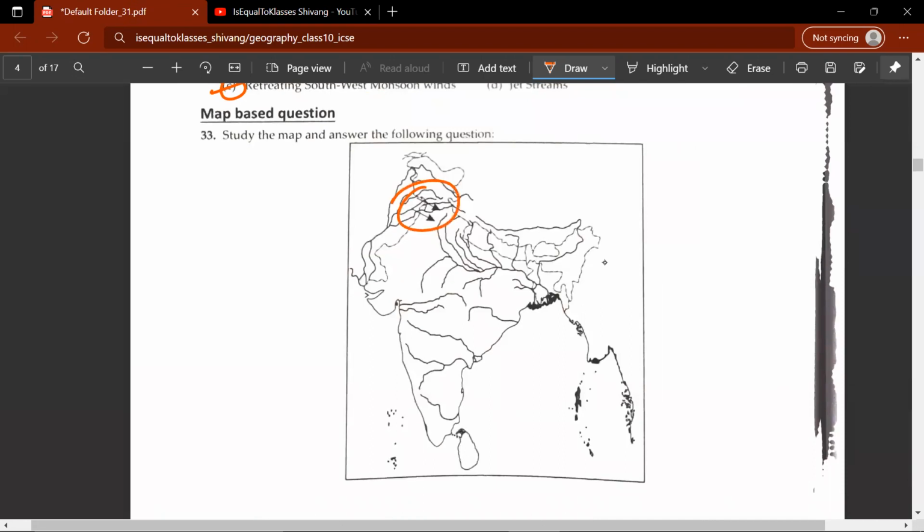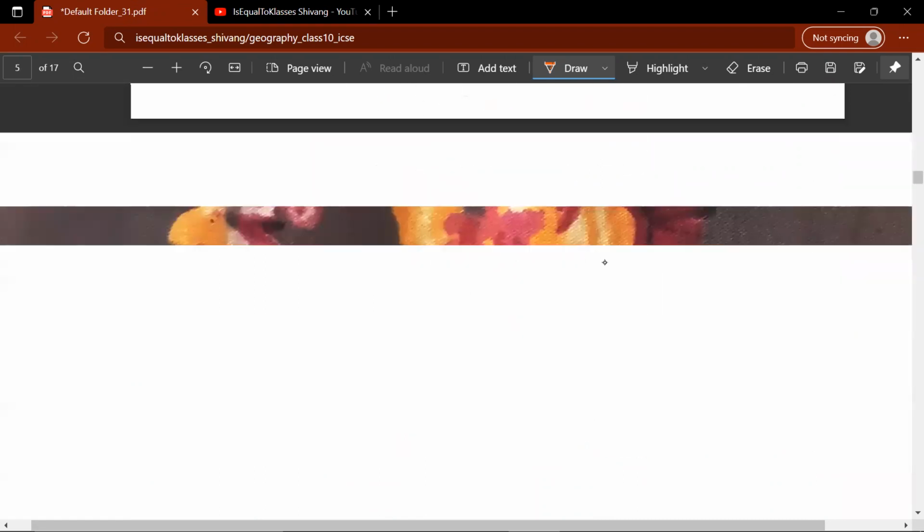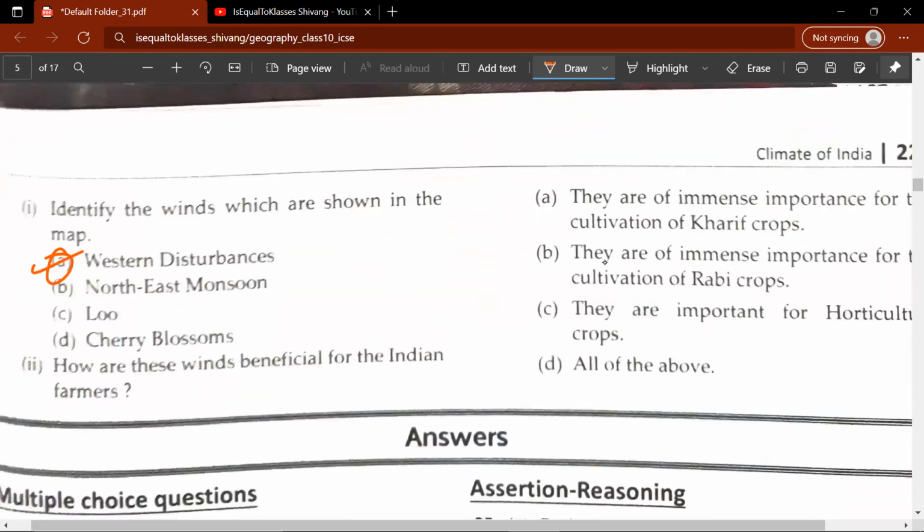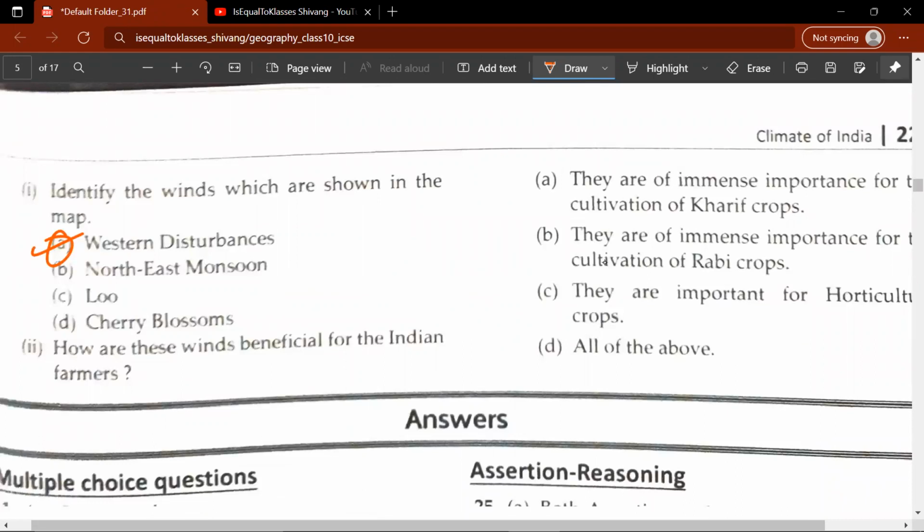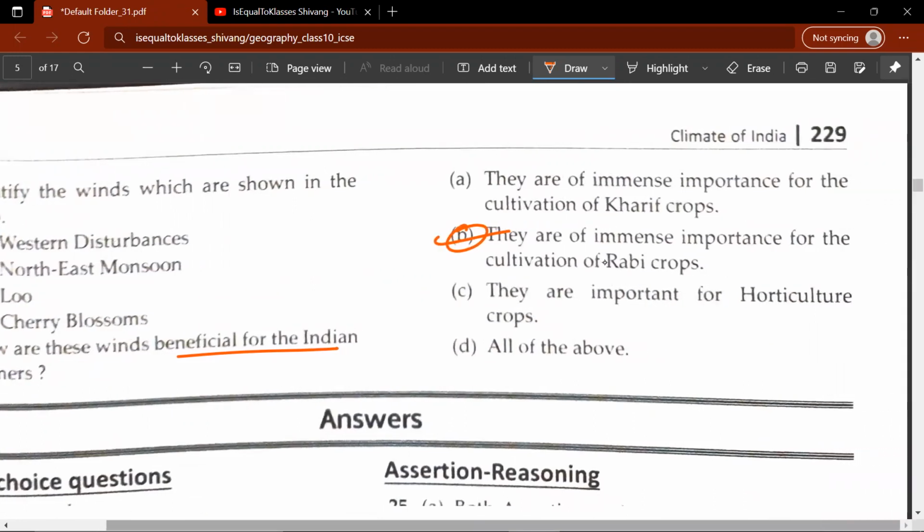Okay, they have given this arrow. So this is coming from the Mediterranean Sea. And winds coming from the Mediterranean Sea are western winds. Western disturbances, sorry. How are these winds beneficial for the Indian farmers? So the correct answer would be B. They are of immense importance for the cultivation of rabi crops.